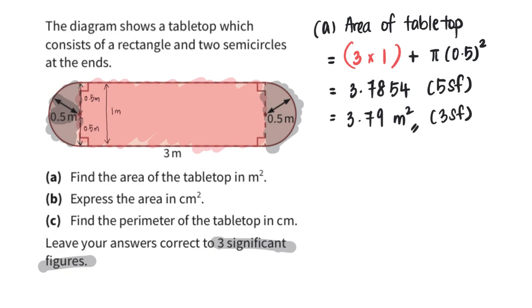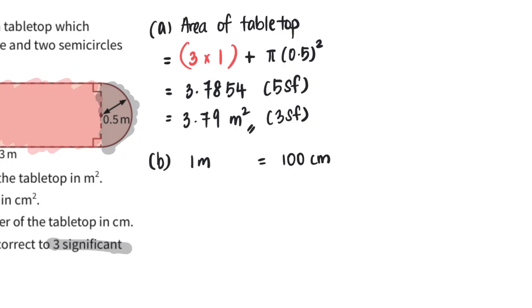Express the area in cm square. So for part B, the first step for me is to find what is 1 meter square in cm square. If you don't already know, this is something that I would like to share with you. 1 meter is equals to 100 cm. So if I have 1 meter square, this simply means 1 meter times 1 meter, 100 cm times 100 cm. So I will have 1 meter square is equals to 10,000 cm square.